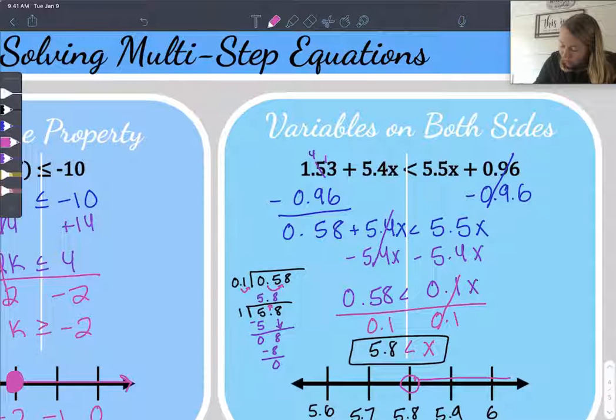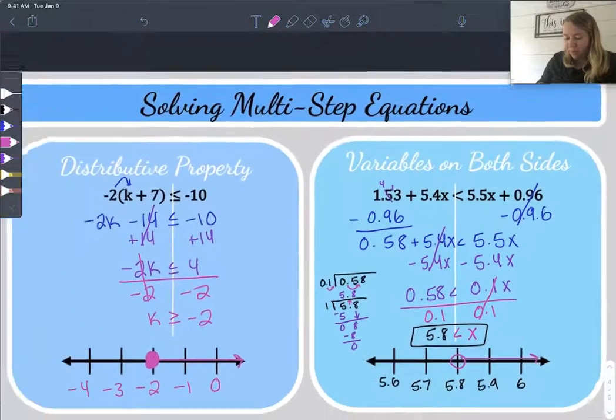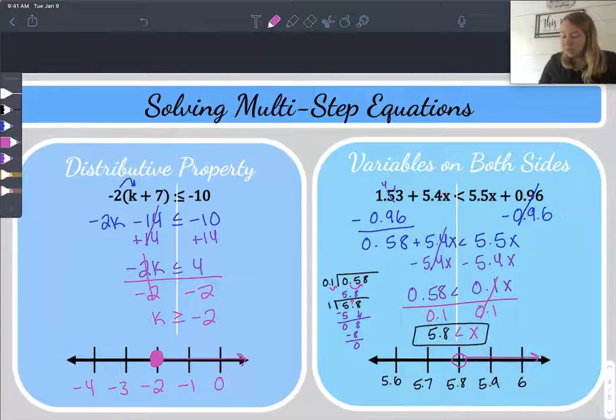So we actually want it pointing to the right because x is actually greater than 5.8, which is the smallest number. So we should not have any values smaller than that. There we go. There's our 2 answers.